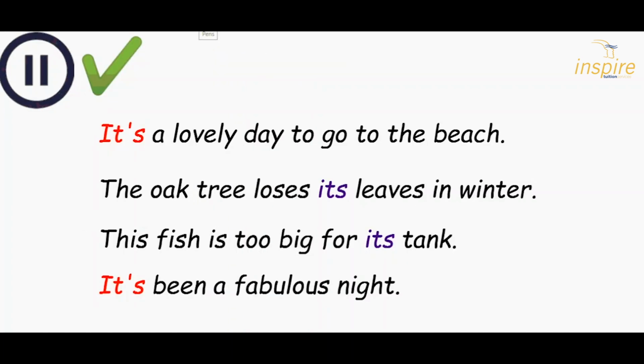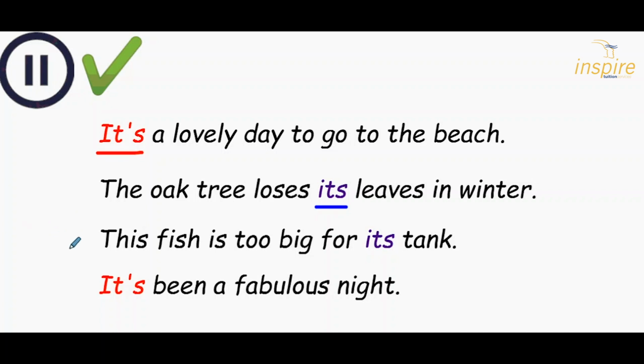Here we have, it's a lovely day to go to the beach. It is a lovely day to go to the beach. It's best to check it. If you can say it is, then you know it needs an apostrophe. The second one, the oak tree loses its leaves in winter. This time the leaves belong to the tree, so we have no apostrophe for possession.